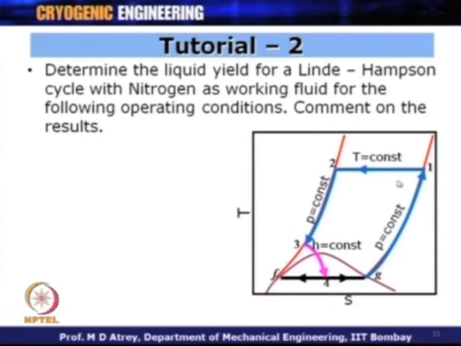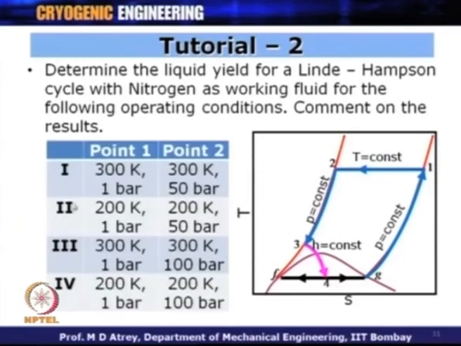So, this is a schematic of the Linde-Hampson cycle, and these are different operating conditions. What do you understand from this? There are 4 cases: case 1, case 2, case 3 and case 4. In the first case, point 1 and point 2 are at the same temperature, 300 Kelvin, and the pressure at point 1 is 1 bar. So, 1 bar and 300 Kelvin is the condition at point 1, while the point 2 condition is 300 Kelvin and 50 bar. So, the gas is getting compressed from 1 bar to 50 bar.